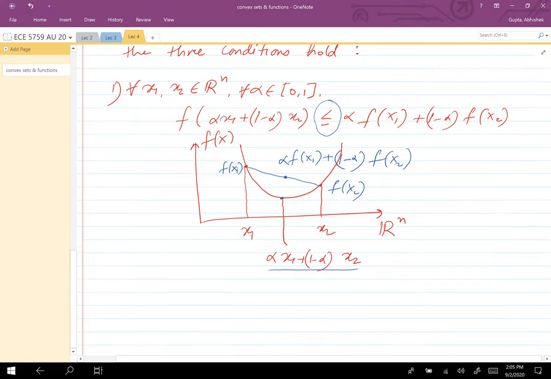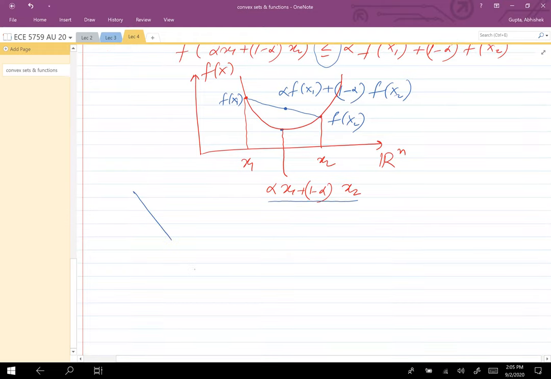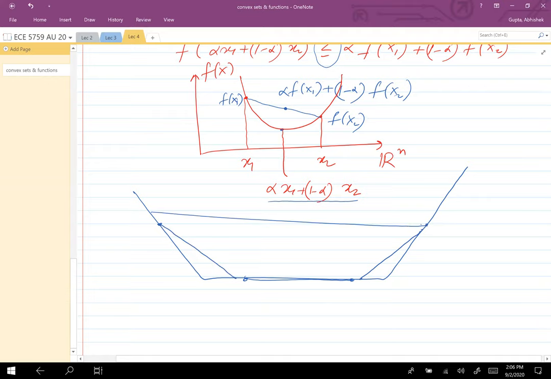So let me show you another example of a convex function. So this is a convex function. If I pick any two points and I draw a line segment between them, the function is below this line segment. It can coincide with the line segment or it has to be below the line segment, but it cannot be above the line segment. Same thing, the entire function f(x) is always below the line segment which connects any two points on that function.